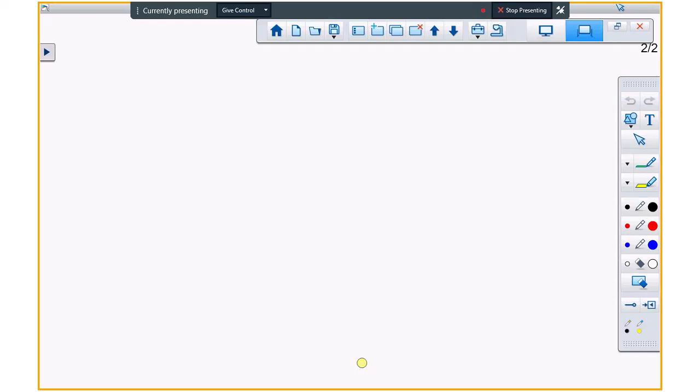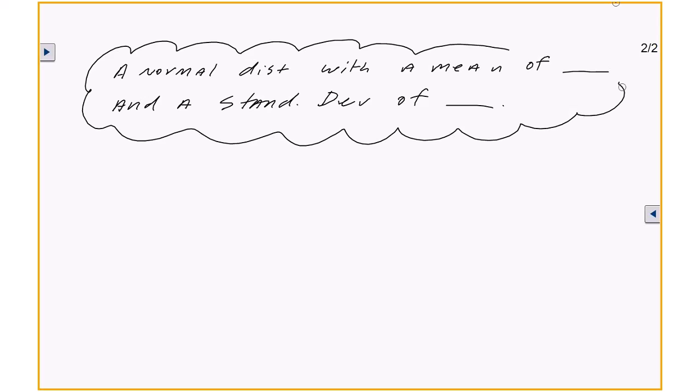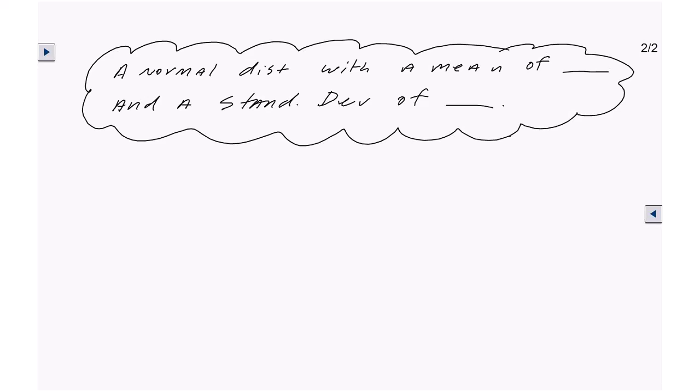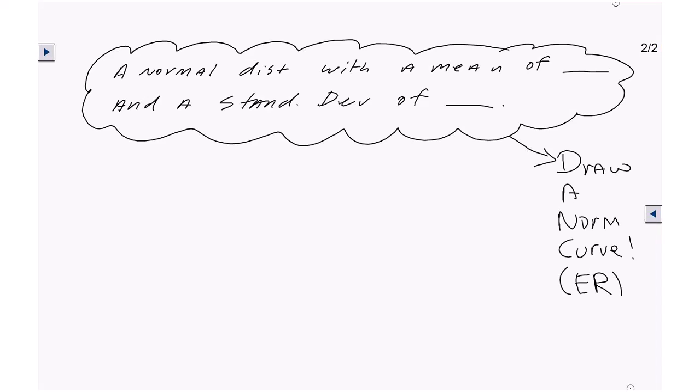Anytime you see a normal distribution with a mean of blank and a standard deviation of blank, all of that, when you see that in a set of directions, draw a normal curve is what you're going to be doing. With the what? With the empirical rule.